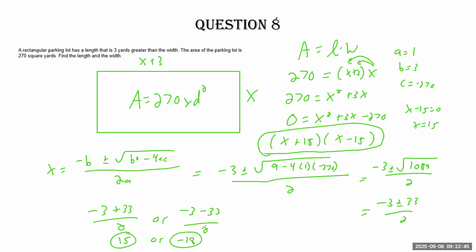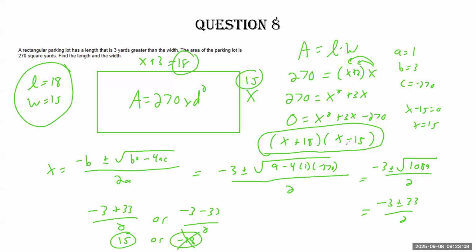And clearly the width cannot be negative 18. So that means that the width is 15, the length is 18, and those are my two dimensions. If it's find the length and width, well, there you go. Length equals 18, width equals 15. And the length is 3 yards greater than the width, and the area is 270.